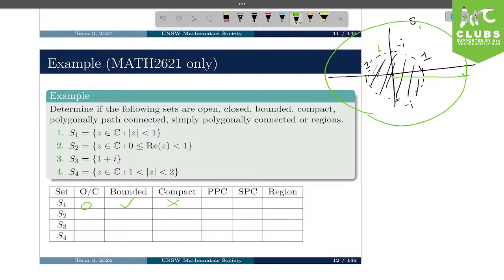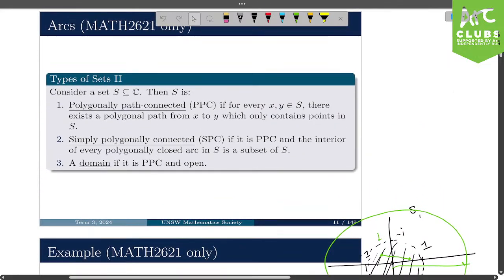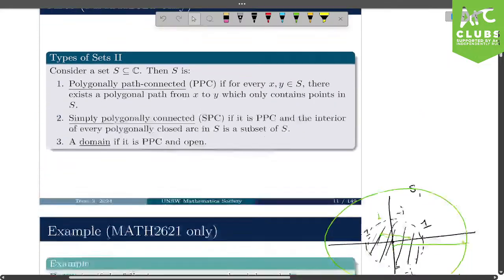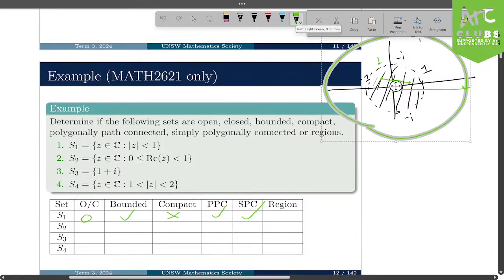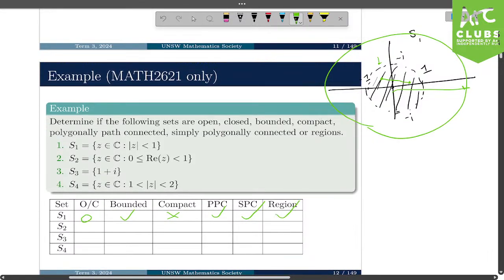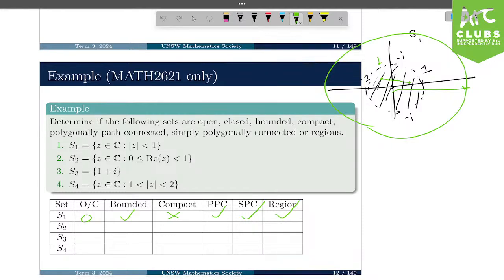Is it polygonally path connected? Is it simply connected? We can see that for any 2 points, we can just draw a line, and it's polygonally path connected. And for simply connected, we can see there are no holes, so it's going to be both. And is it a region? What is a region again? It's just polygonally path connected and open. So since it's open and polygonally path connected, it's going to be a region. Do you understand that? All right.